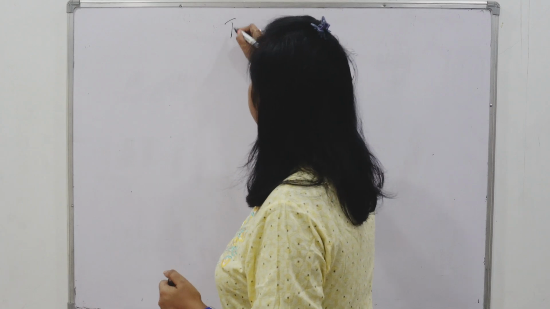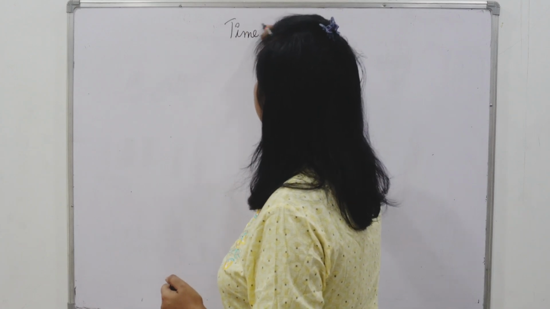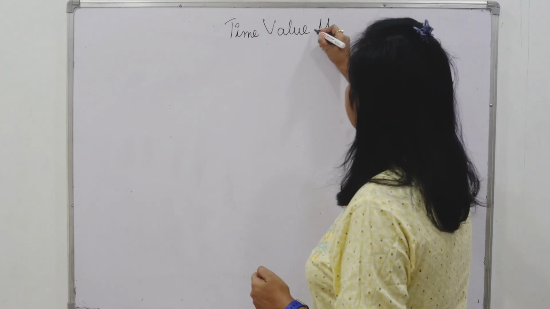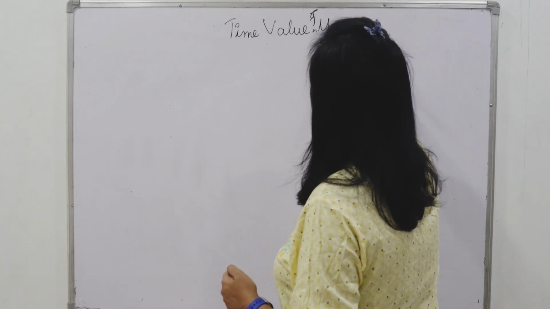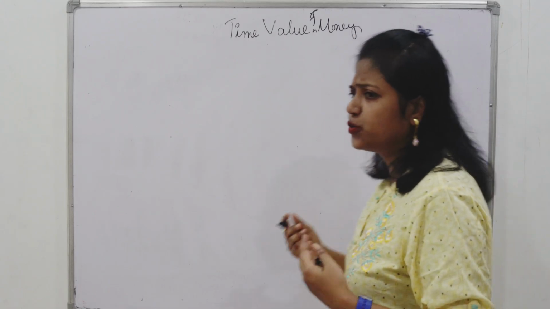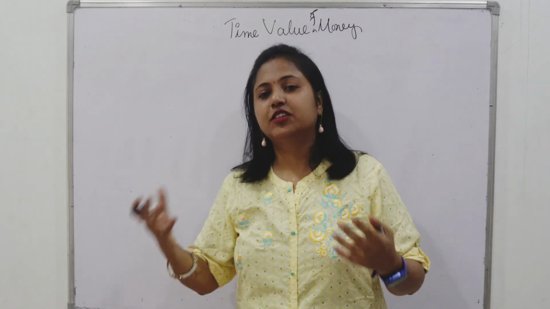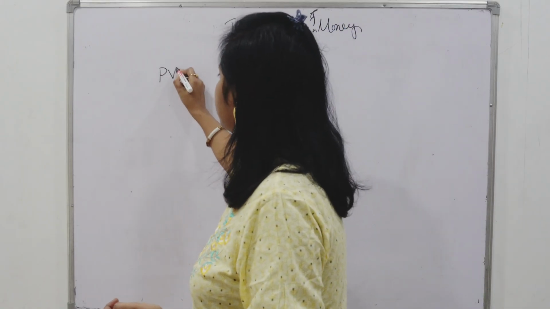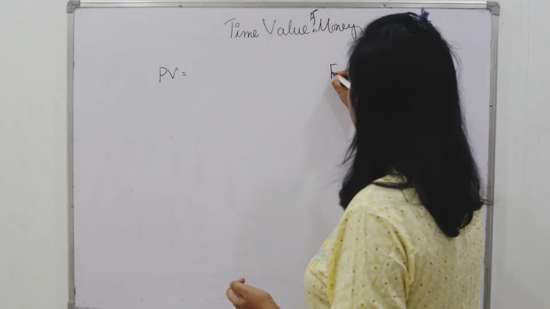We are talking about the time value of money. Time value of money, as you all know, is something which helps us to identify the real worth of money. It tries to tell us what is the real worth of money, as we know that as time elapses, the value of the money changes. So we are trying to know what is the present value and we are trying to know the future value.